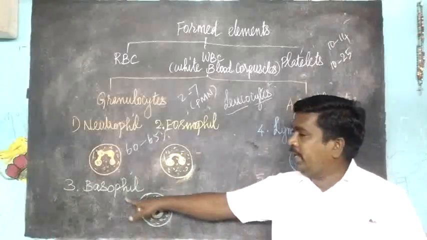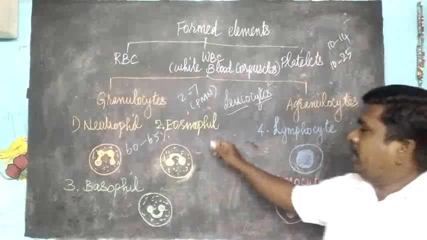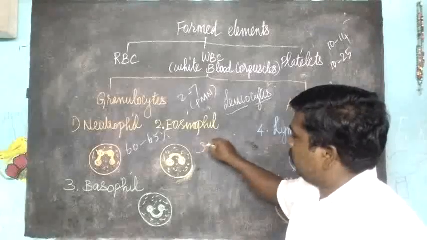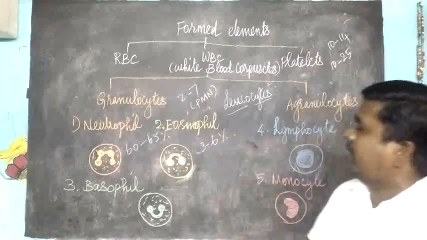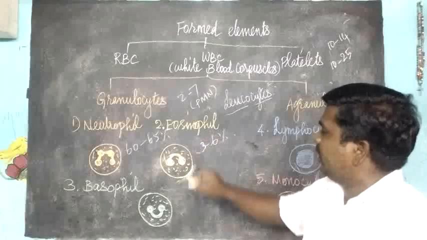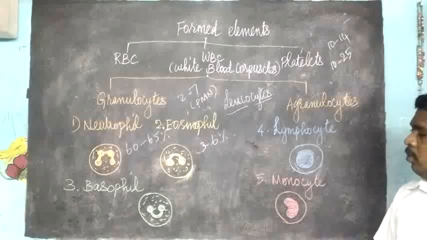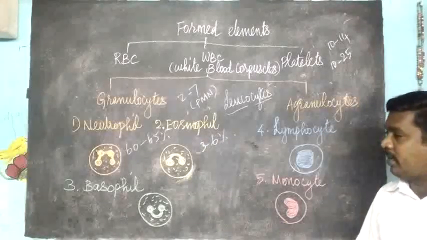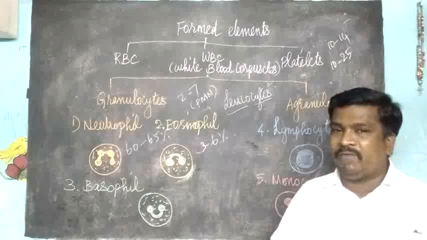Okay, then next one is eosinophil. It is 3 to 6% of the total WBC cells. These eosinophils are more in number at the time of allergy and inflammation.